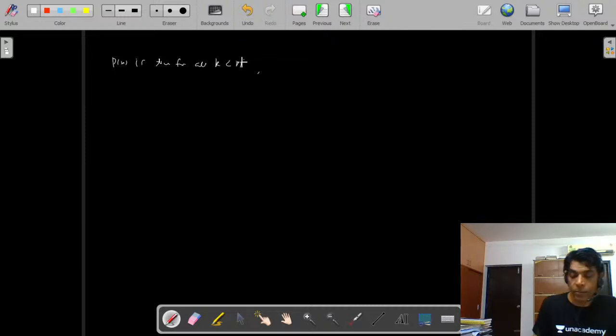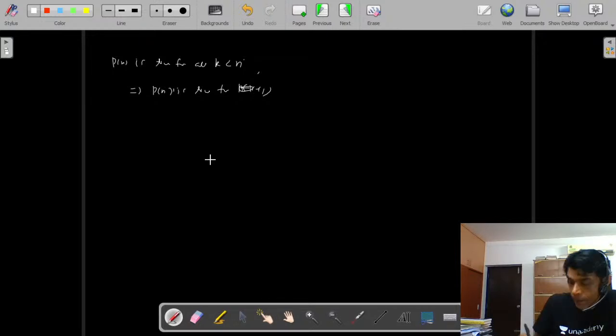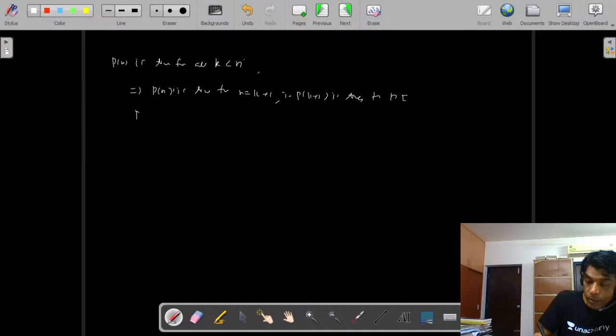Pn is true for all k less than n. And using this, if you can imply that Pk plus 1 is true, say we just say k plus 1, that is, Pk plus 1 is true, then by mathematical induction it follows that Pn is true for all n, for all values of n. Does that make it clear? This is called strong induction.